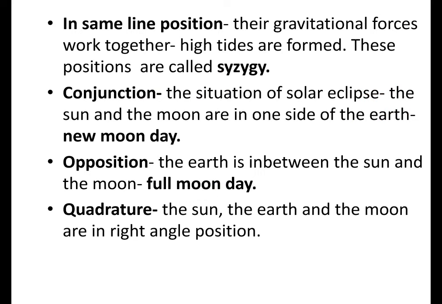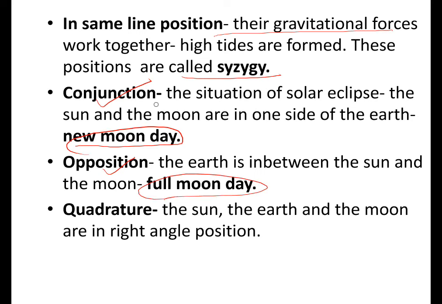So let's see what syzygy and the other positions are. In the same line position, the gravitational forces work together and high tides are formed. These positions are called syzygy. They are called conjunction and opposition. Conjunction occurs on new moon day, and opposition occurs on full moon day. During conjunction, the sun and the moon are on one side. Suppose the sun is here, and the moon and the earth. The sun and moon are on one side, and the earth is on this side, which is a new moon day.